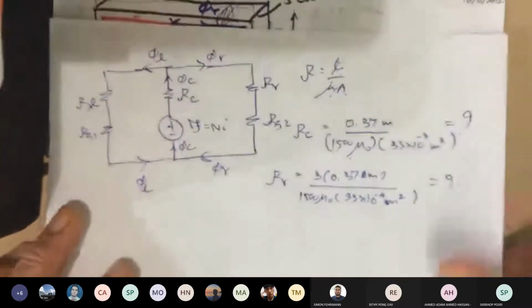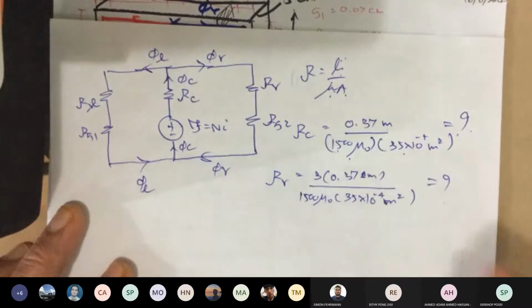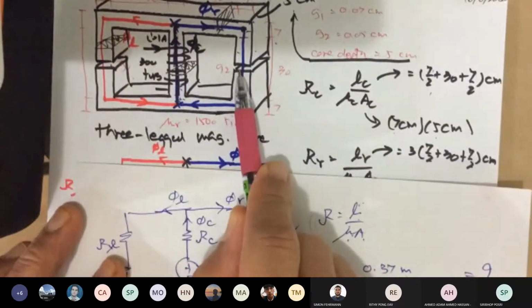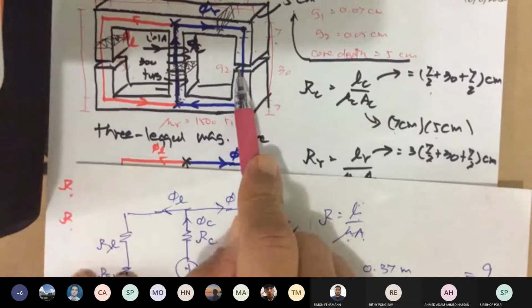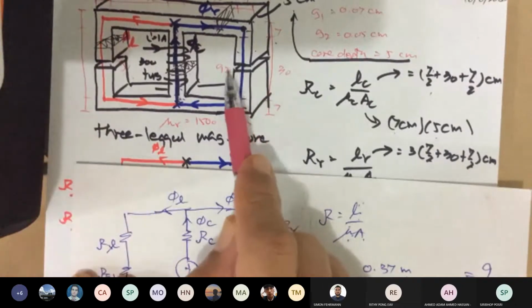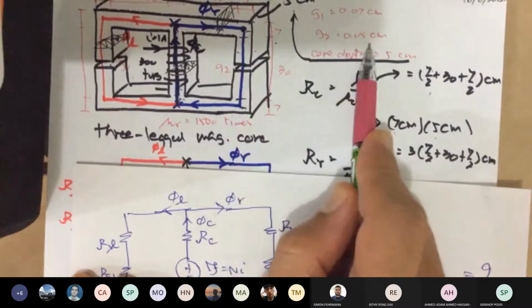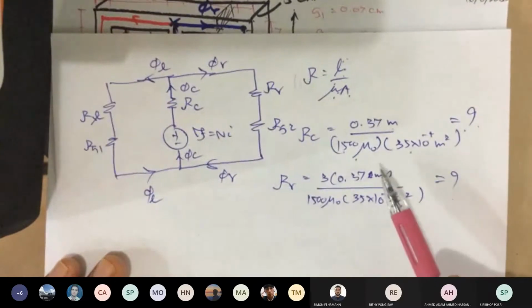And now, notice that this is not the exact value. We omit the distance of the air gap to make it simpler. You can subtract that, but it's not needed. Why? Because this is very small, only 0.05 centimeters. If you do that, it's not going to affect the values as much. So you can neglect that.